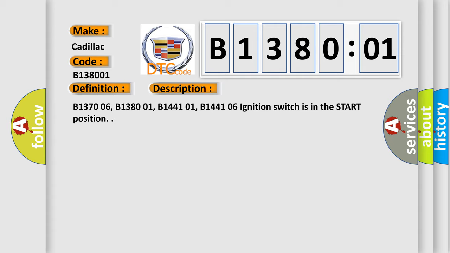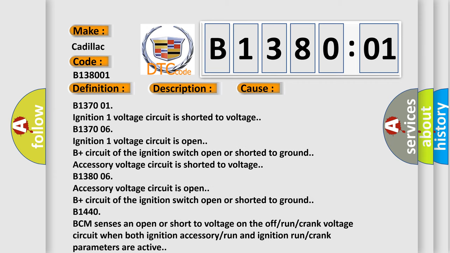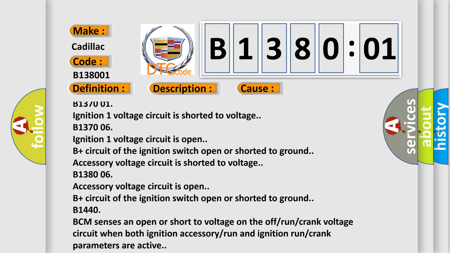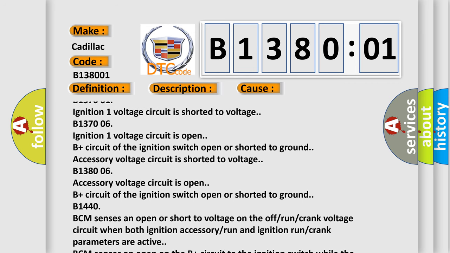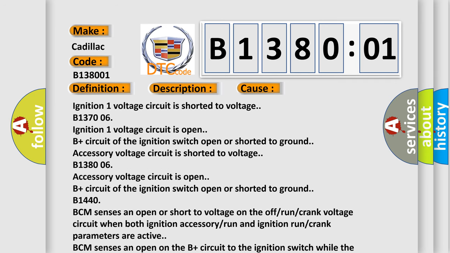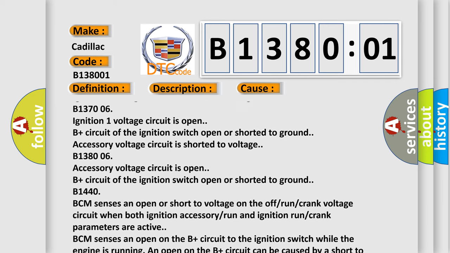B1370-06, B1380-01, B1441-01, B1441-06: ignition switch is in the start position. This diagnostic error occurs most often in these cases. B1370-01: ignition 1 voltage circuit is shorted to voltage. B1370-06: ignition 1 voltage circuit is open. B+ circuit of the ignition switch open or shorted to ground. Accessory voltage circuit is shorted to voltage. B1380-06: accessory voltage circuit is open. B+ circuit of the ignition switch open or shorted to ground.